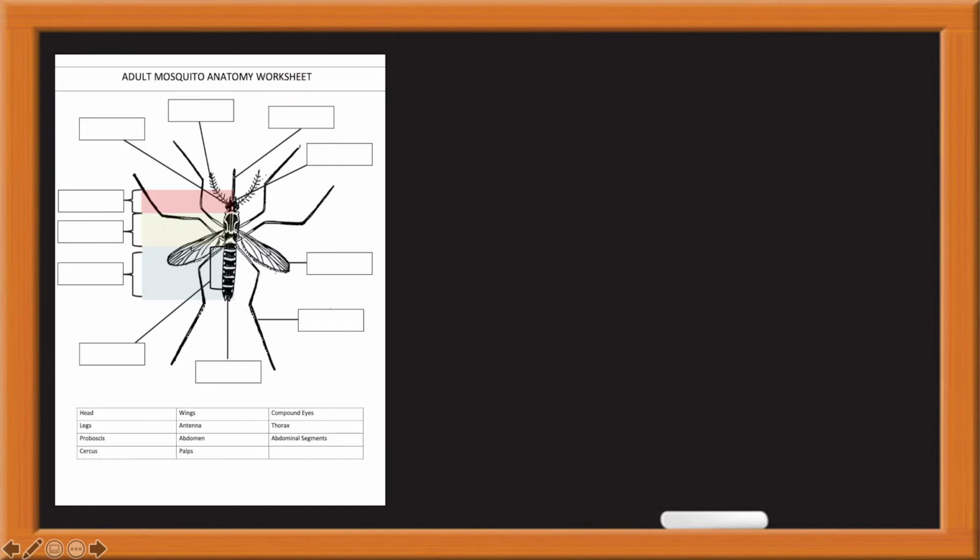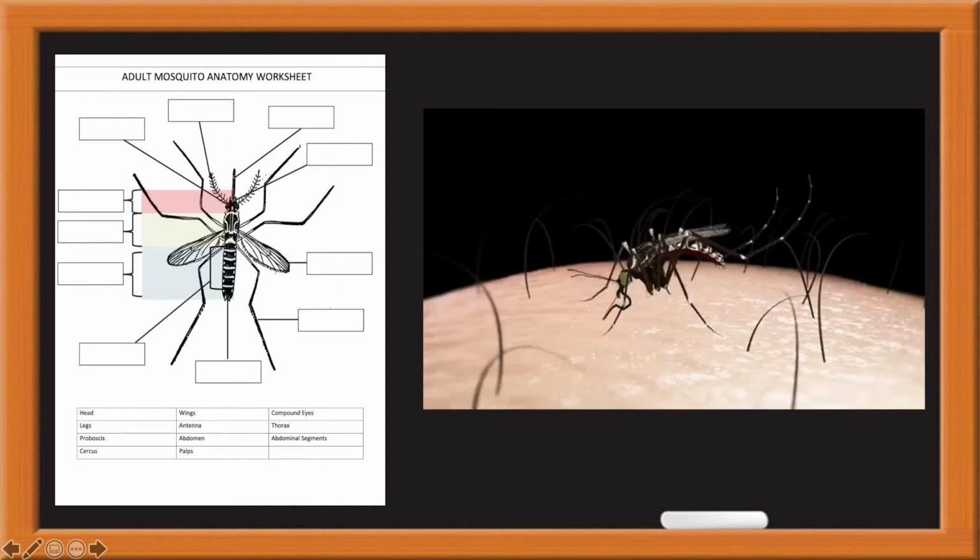Now, I am going to give each of you a copy of this mosquito anatomy worksheet. We are going to learn about a few more macroscopic anatomical structures of an adult mosquito. We are going to watch this YouTube video and then use what we have learned from the video to fill out our worksheets. Now, this video contains quite a lot of information, so I will be pausing a few times so we can discuss and work through it as a class.